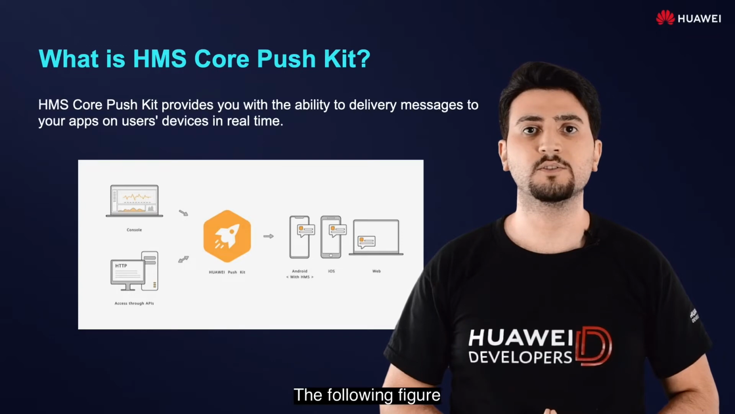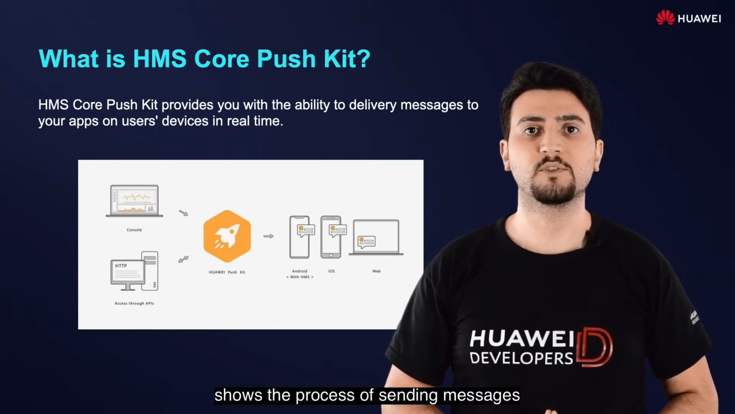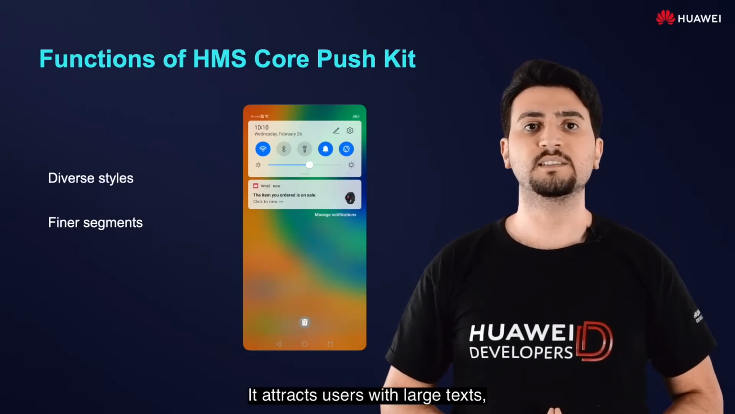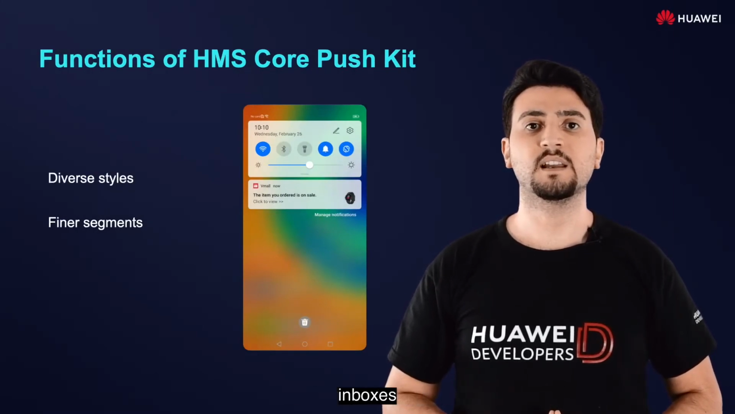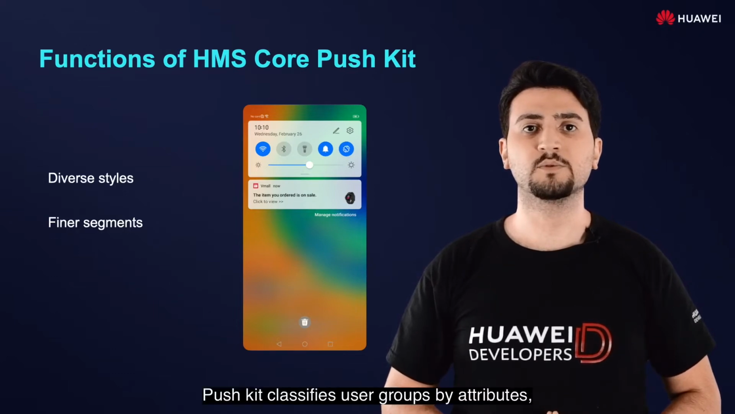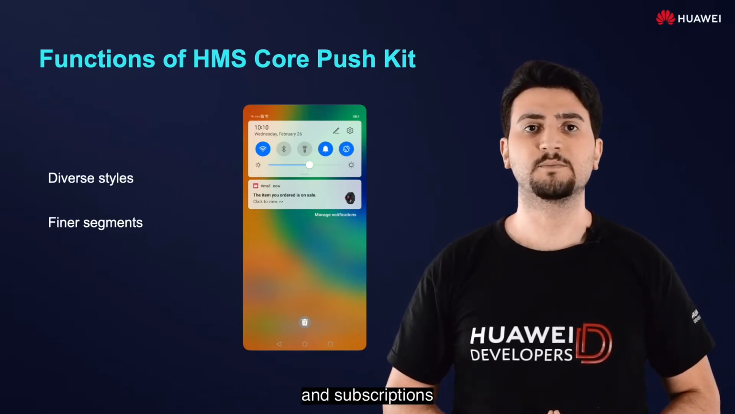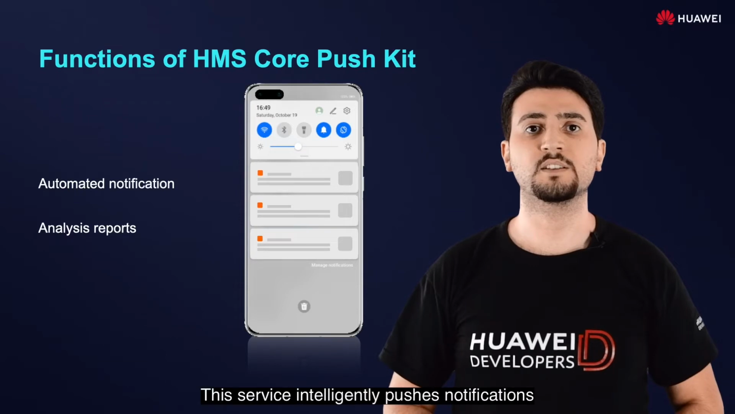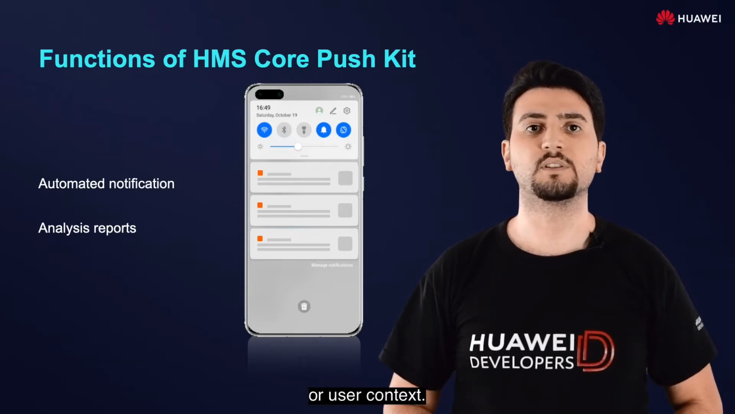The following figure shows the process of sending messages from the cloud to the device. Diverse styles: it attracts users with large text, action buttons, inboxes, and many other ways. Finer segments: Push Kit classifies user groups by attributes, tags, and subscriptions to match precise user interests. Automated notifications: this service intelligently pushes notifications by geofence data or user context.